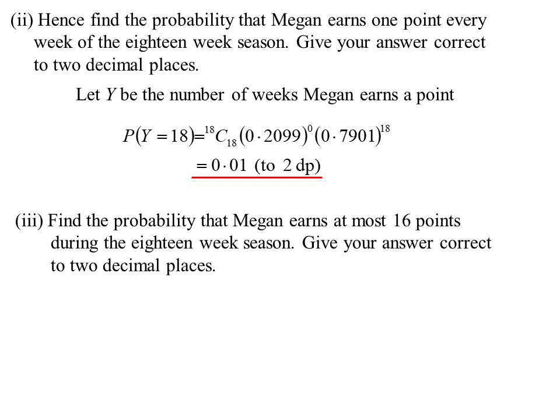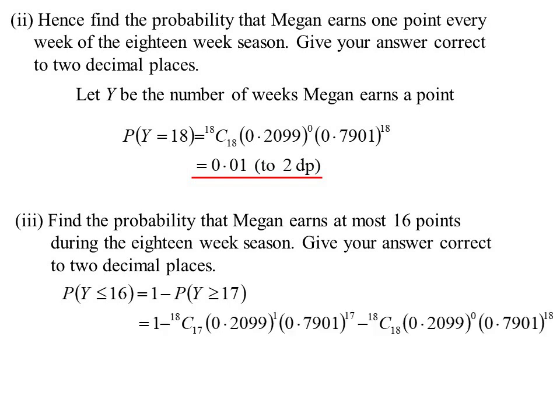Find the probability she earns at most 16 points. At most 16, I think it's going to be quicker to do the complementary, because at most 16, the only other possibilities would be 17 or 18. They're the ones we want to subtract from 1. So we'll subtract those from 1, and we get our answer, 0.92.